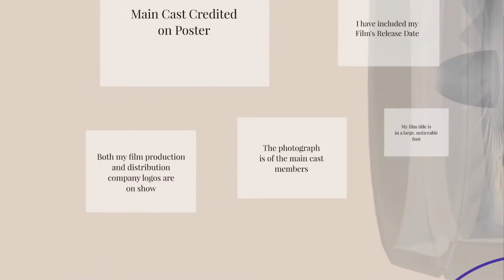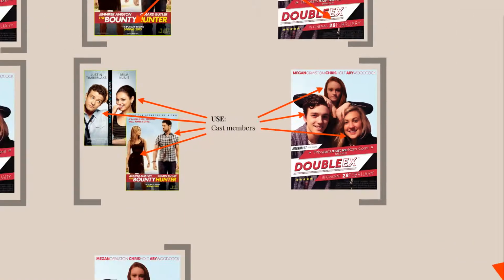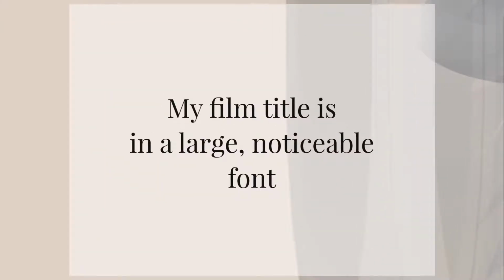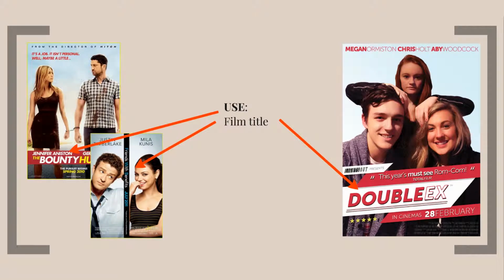Much like both of these examples, my film poster also includes a photograph of the main cast members. The shot type I've used is very similar to the one used in Friends with Benefits, a medium shot. Again, just like these two examples, the name of my film is clear for the audience to see. XX is in a large font and is the most noticeable and memorable aspect of typography on the page. Okay, so now we'll move on to develop.